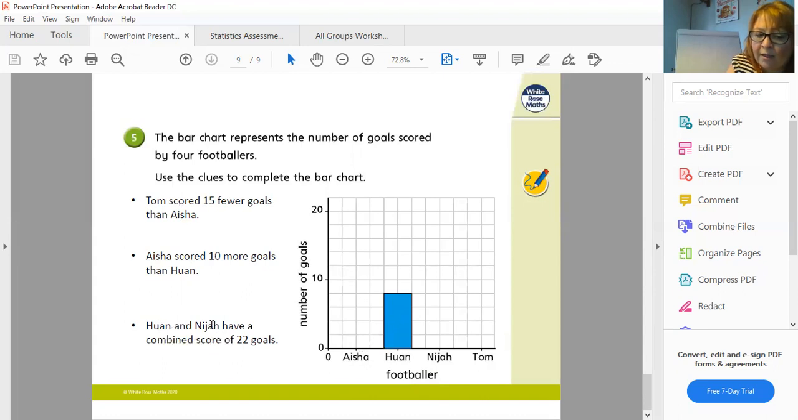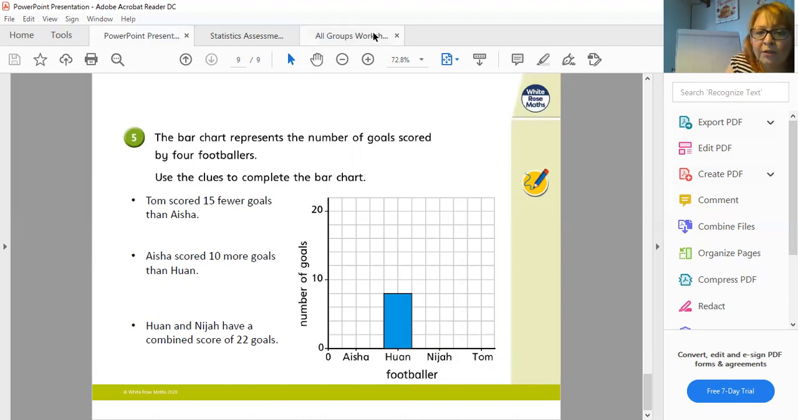And then Juan and Nisha have a combined total score of 22. So you can see what he's got. And then you've got to work out the difference between this number and 22 to draw hers on.